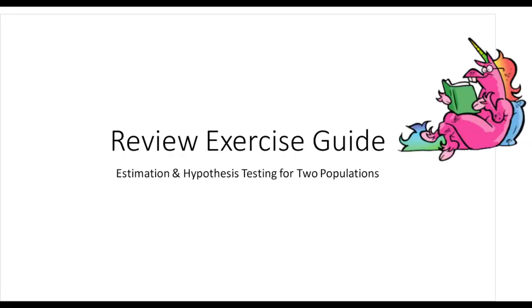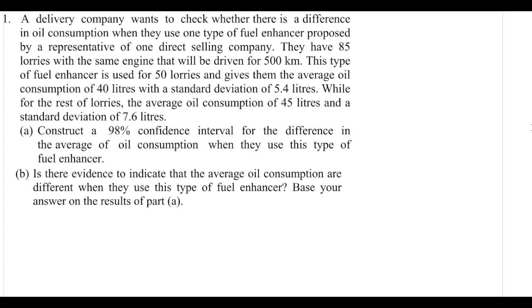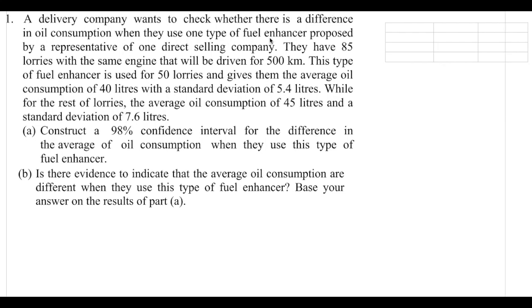Hi class, in this video, I'll guide you on the review exercise questions on estimation and hypothesis testing for two populations. So let's start. As usual, we will start by extracting the values. We have here two types of fuel enhancers. So we have two groups. In the first group, the sample size would be 50 lorries.